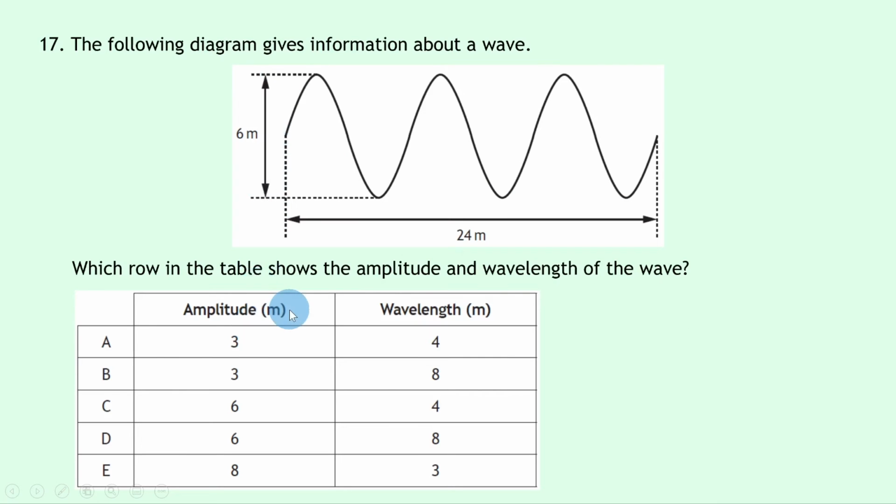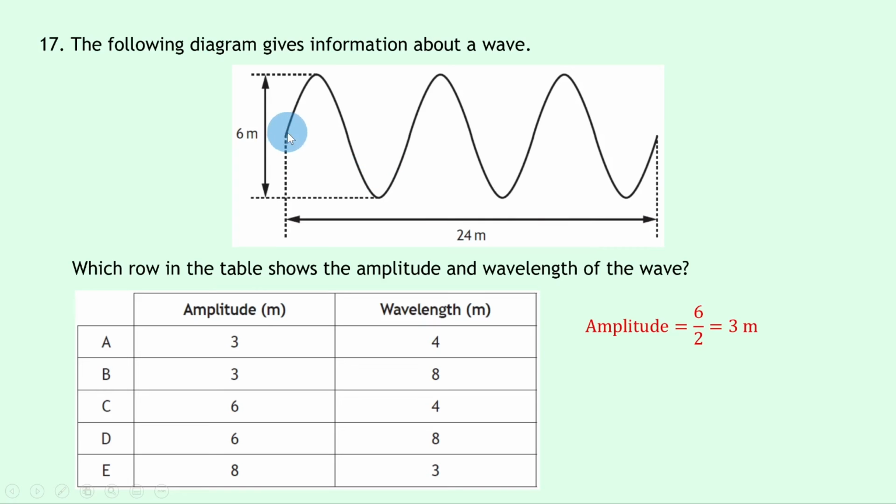Well, remember amplitude is defined as half the vertical height of the wave, which is the same as saying the height from the crest to the axis or the axis to the trough. The amplitude is simply going to be the 6 meters divided by 2, which is 3 meters. So we're looking at A or B as an option here, and then I want to count how many waves I have in this 24 meters.